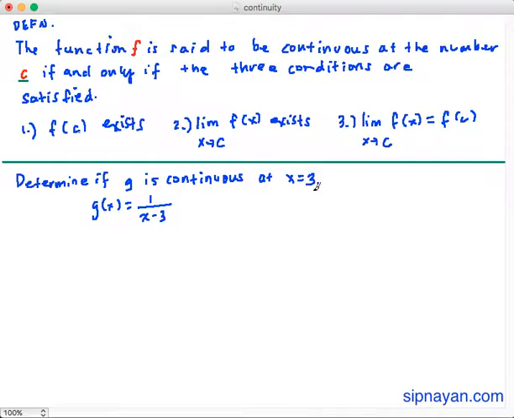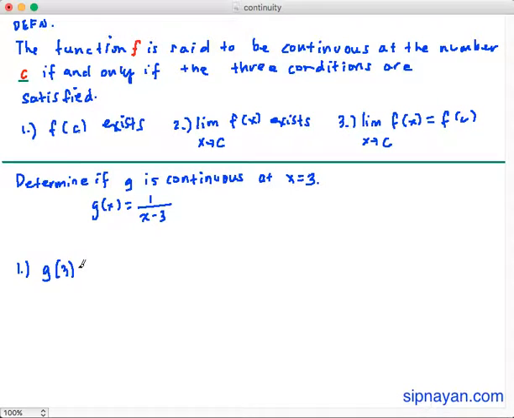So tignan natin, ano ba ang c dito? Ang c natin ay 3, di ba? So we want to see if the function g of x is continuous at x equals 3. Dapat masatisfy natin lahat ng conditions. Pag may isang condition na hindi nasasatisfy, ibig sabihin, ang function ay discontinuous. So, number 1. Ang condition 1 natin is f of c exists. Of course, hindi na f yung gagamitin natin kasi yung pangalan ng function natin ay g at ang c natin dito ay 3.